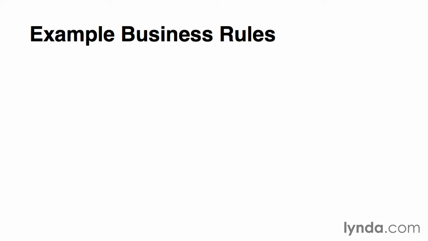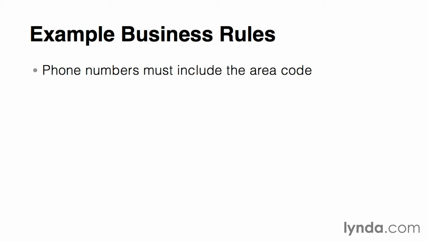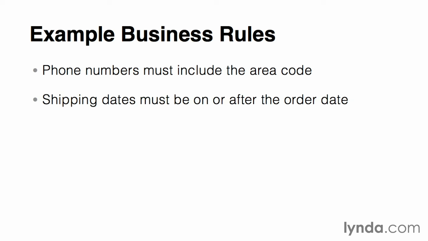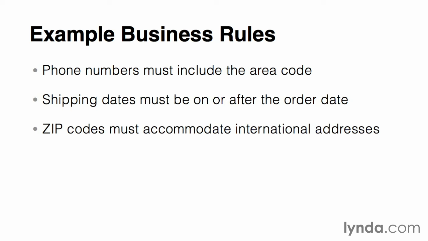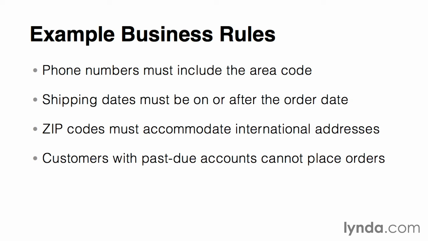Here's a few examples of business rules that your database can help enforce. Phone numbers must include the area code. Shipping dates must be on or after the order date. Zip or postal codes must accommodate letters for international addresses. Customers with past due accounts are not allowed to place new orders.